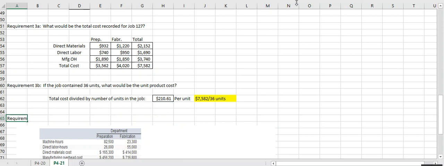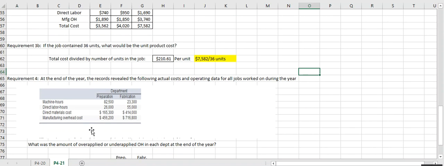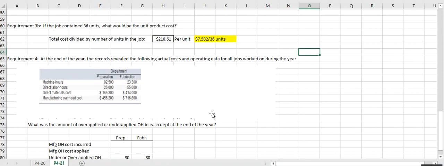Let me see if I can fix that data. Misspelled word. All right, so we have some actual data here, and the question that we were asked is what is the amount of over-applied or under-applied overhead in each department at the end of the year.